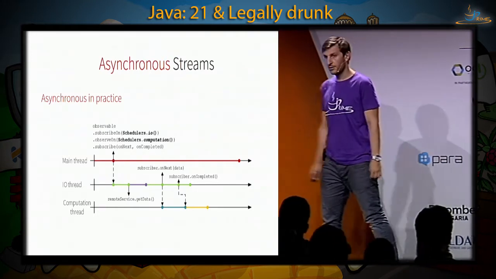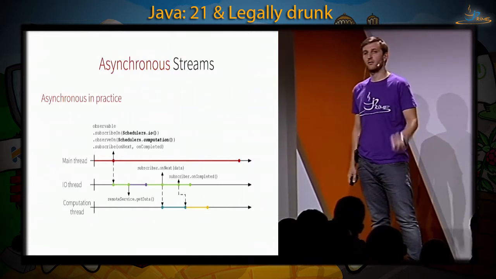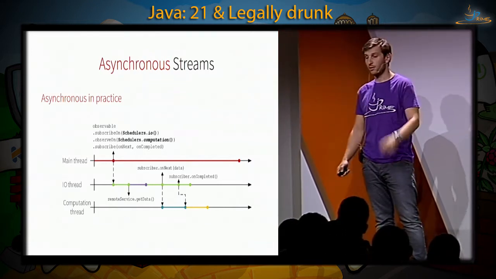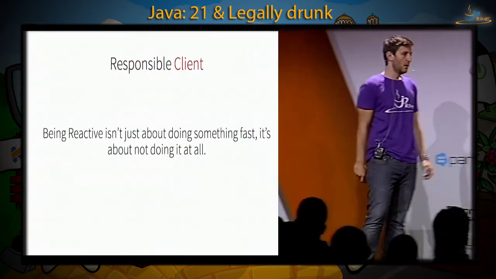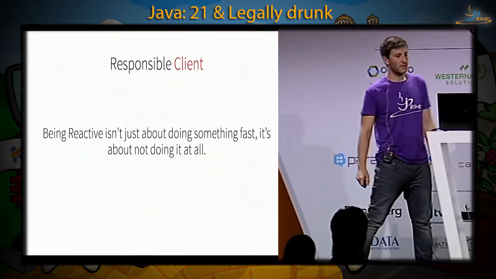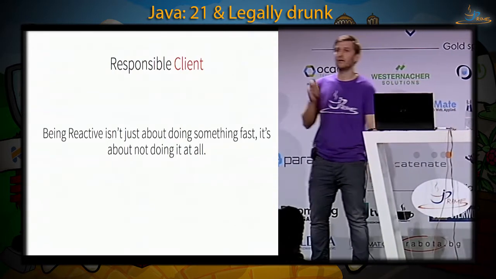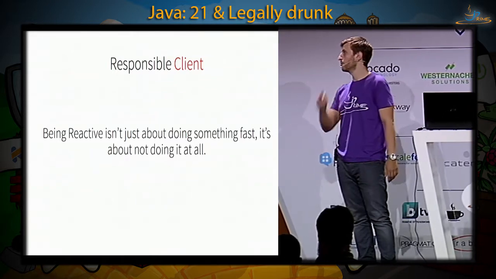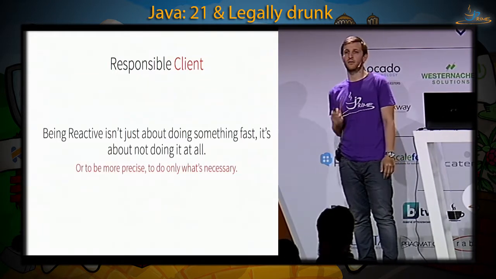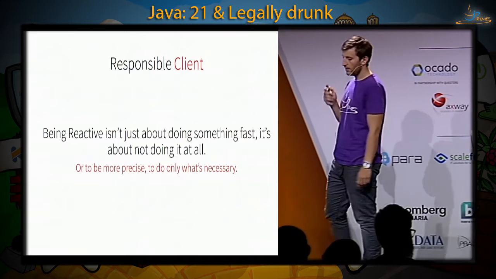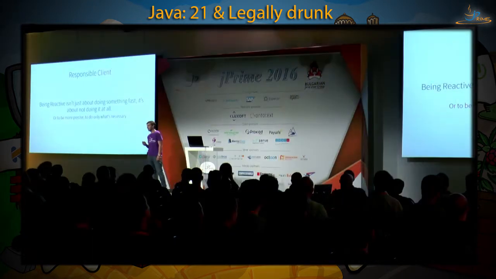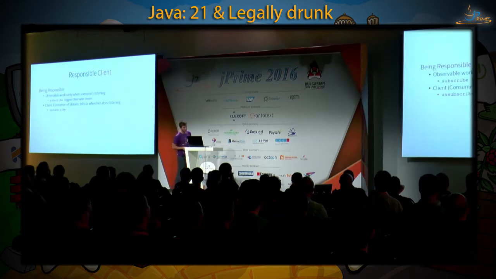Now that we talked about responsiveness, let's talk about responsibility, about a responsible client. Well, for me, being reactive isn't just about doing something fast. It's actually about not doing it at all. Or to be more precise, to do only what's necessary, okay? So we want to execute only those tasks that the client actually needs, and nothing more. How do we do that?